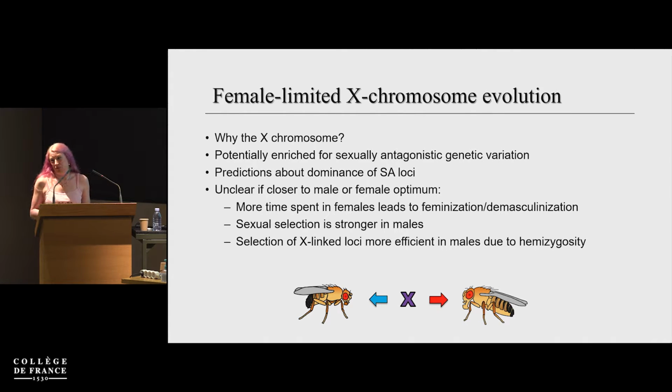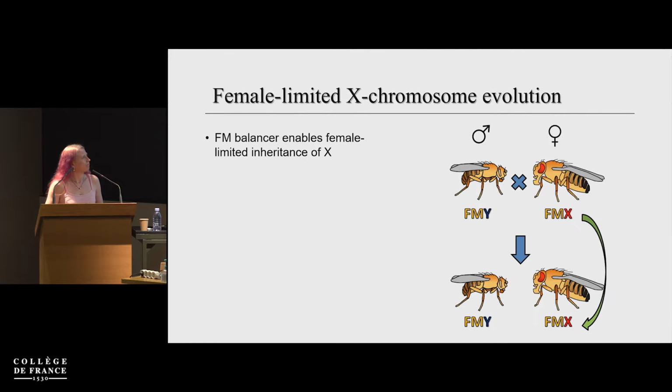But sexual selection is also stronger in males, and so this might make it easier to fix male benefit alleles on the X. And we also expect that selection on X-linked loci will be more efficient in males due to their hemizygosity. And so it's not really clear what the overall outcome of this should be. So we wanted to look at this by asking, what happens when we remove male-specific selection on the X? Does it become specialized for female fitness, and if so, how?